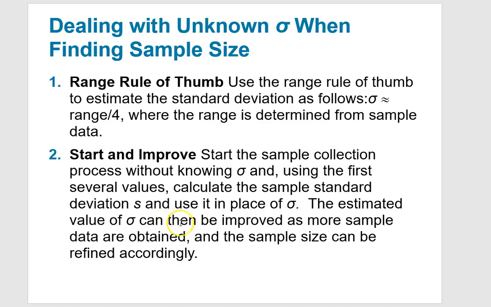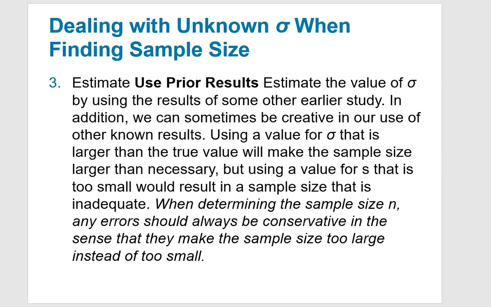But just know that when you start the sample collection process without knowing the standard deviation of the population, most people just use the sample standard deviation in place of the population. But again, the more data we have, the better off we are. You could also use prior results. If you can find other data that had the sample size and the standard deviation, then use that. So you can always pull in other information if you need to as well.